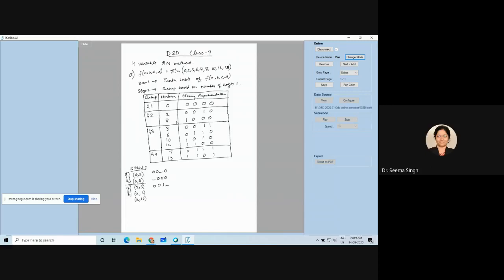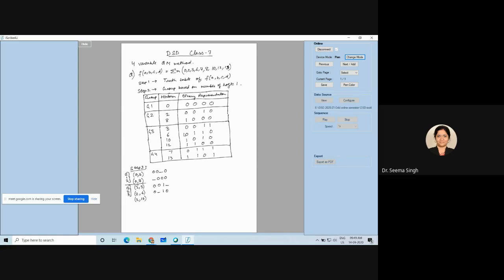No, ma'am, it's not. 2 and 12 is not possible because two of the terms are changing. 0 is changing to 1 and 0 is changing to 1. So we can do pairing only if one bit change is there. More than one bit change will not give me pairing. Only one bit change should be there. So between 2 and 6, one bit change only is there, and it is 0 dash 1 0.